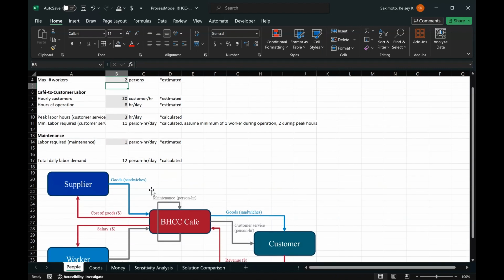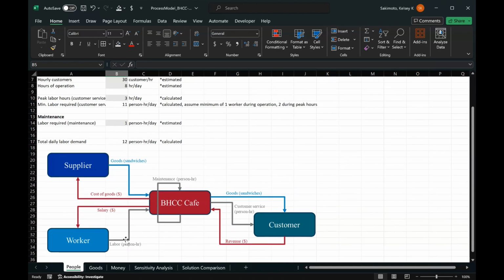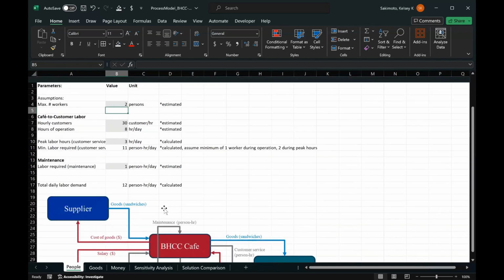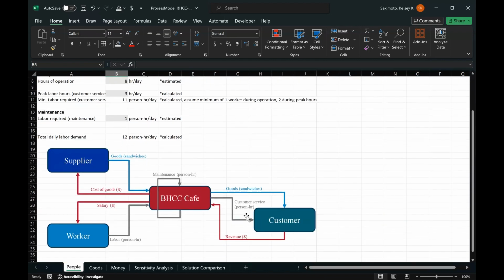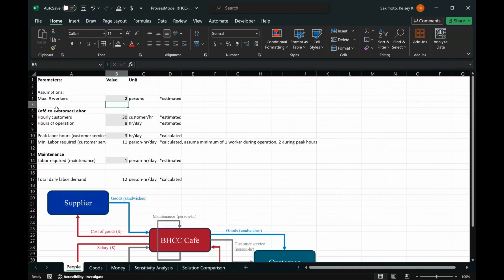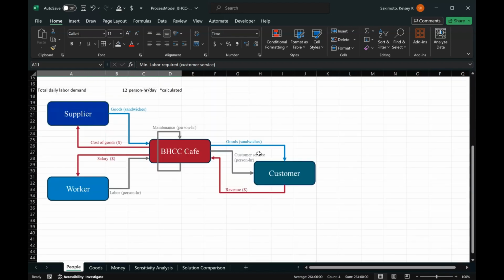And then for each of these lines in which we track either goods, money, or people, we need a different series of equations that will tell us how much is moving through each of these three lines. So we see that there's a flow of labor from the worker to the cafe. There's also a flow of labor from the cafe to the customer. For this latter one, we really care about figuring out how much labor is required to flow from the cafe to our customer.